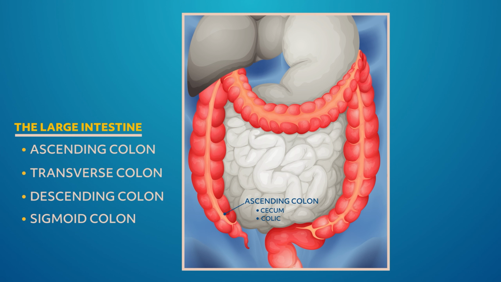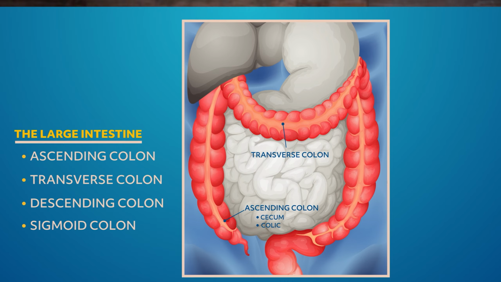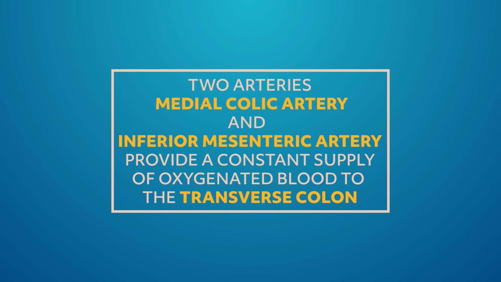This process of fermentation takes place in the transverse colon. As food leaves the ascending colon and enters the transverse colon, fermentation further breaks down the food by removing water and nutrients. Once the fermentation process finishes, the remaining waste forms. Before we talk about the next step, here's another note about the transverse colon. 2 arteries, the medial colic artery and the inferior mesenteric artery, provide a constant supply of oxygenated blood to the transverse colon. Why? Because the blood flow keeps the intestine healthy and prevents illnesses like intestinal ischemia.